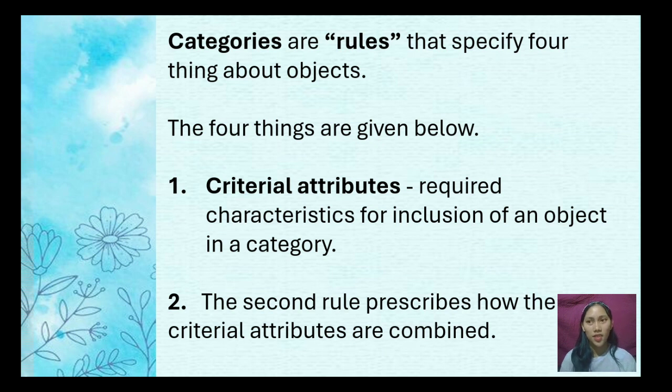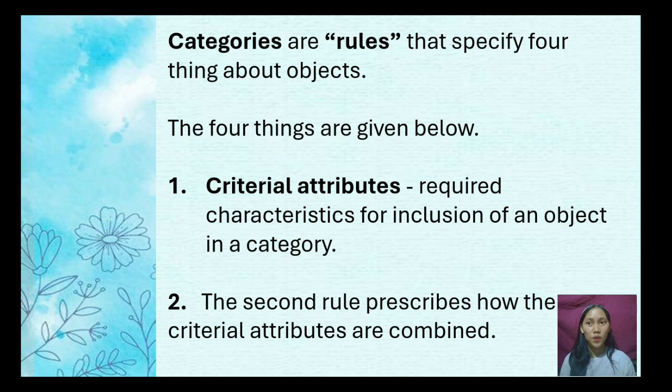The first one is criterial attributes. These are the required characteristics for inclusion of an object in a category. For example, for an object to be included in the category of a car, it must have an engine, four wheels, and be a possible means of transportation. Let's proceed to the second rule.